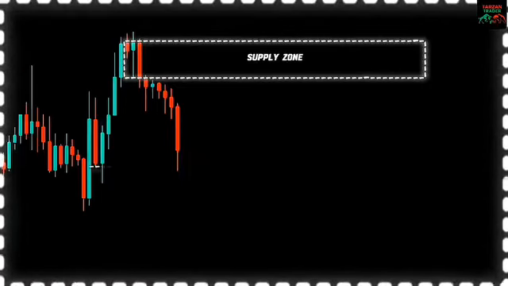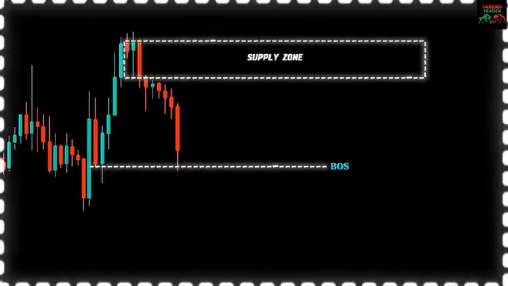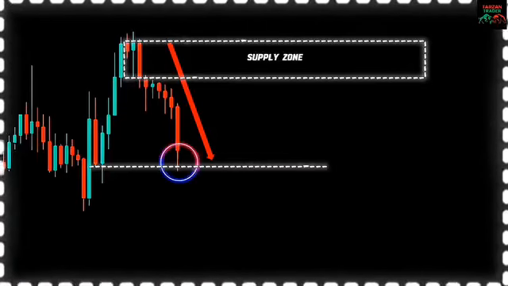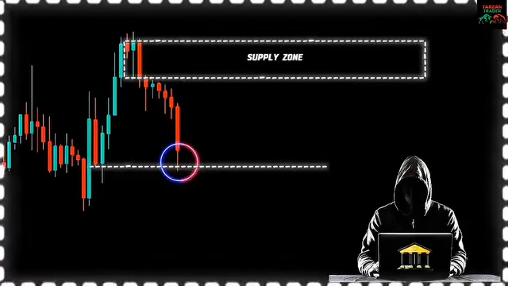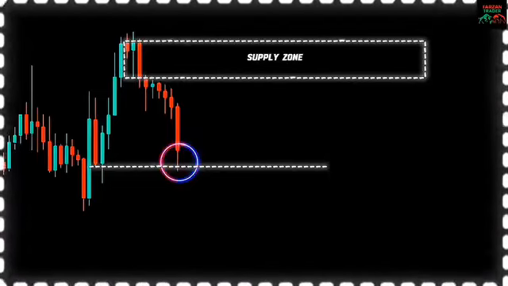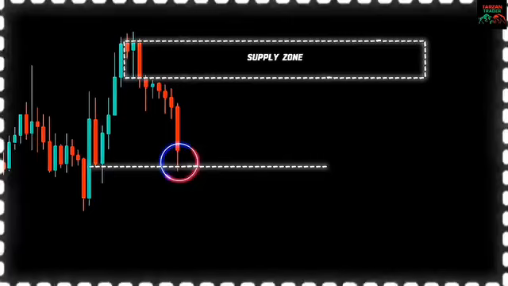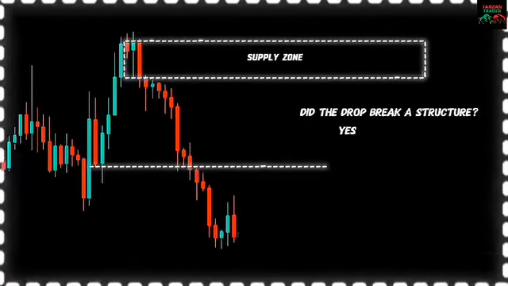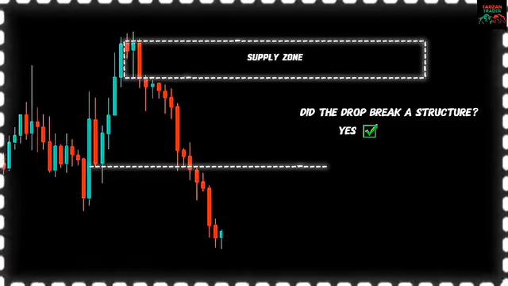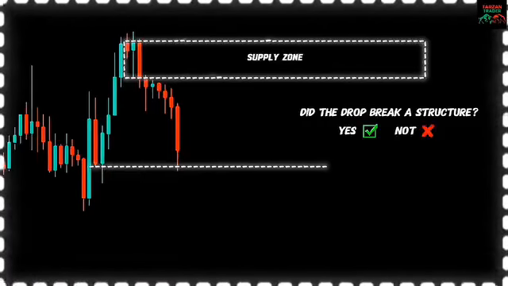But the zone is not valid until the market breaks structure. If price drops from the zone but does not break a previous higher low, that means the move was weak, no institutional power behind it. So every time you mark a supply zone, ask yourself, did this drop break structure? If yes, the zone is valid. If not, ignore it.